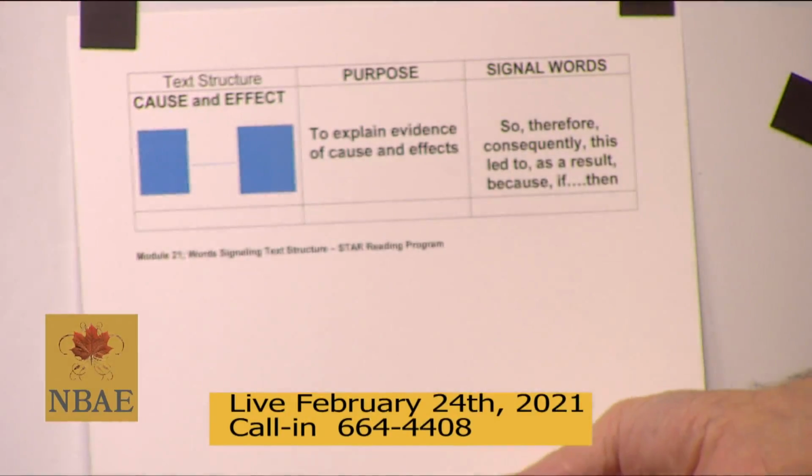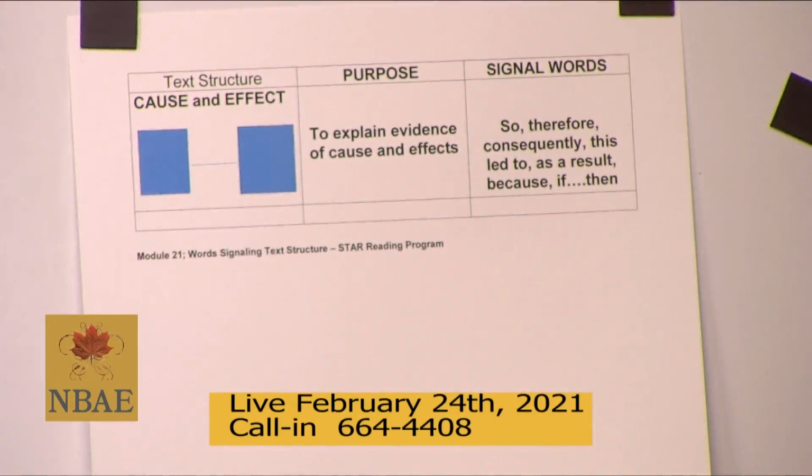So this one is cause and effect. It's fairly straightforward. You have two boxes. And that's to explain evidence of cause and effects. So what you're doing is you're looking at an event that the result of that event was caused by a preceding event. So something caused what happened.